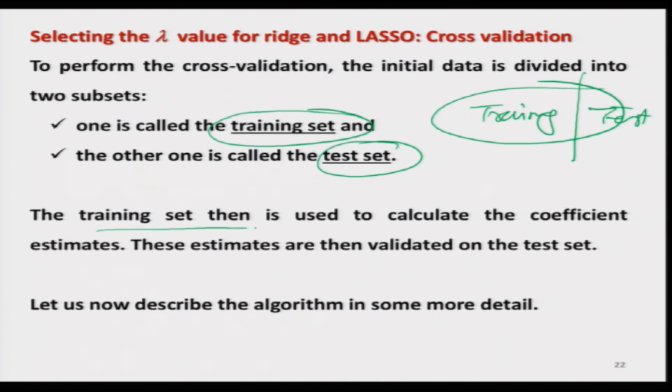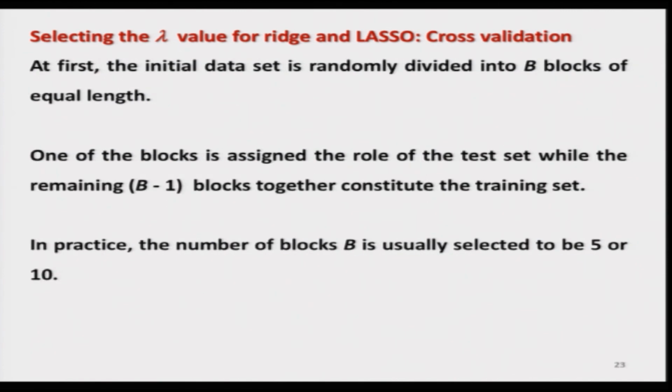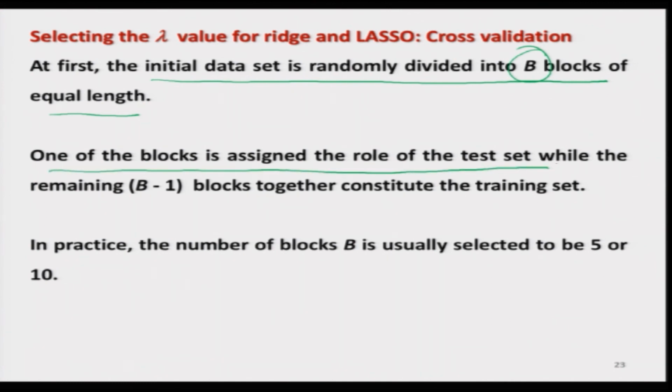Right. So this training data set is used to calculate the coefficients, and then these coefficient estimates are validated on the test set. Let us try to understand this algorithm in a little more detail, so that you can understand it very quickly. Suppose we get a data set and we divide the data into, say, capital B blocks, and every block has an equal length. One of the blocks is assigned the role of test set, while the remaining B minus 1 blocks together constitute the training set.